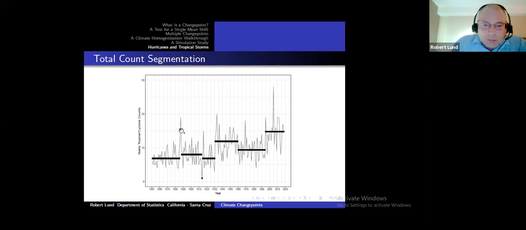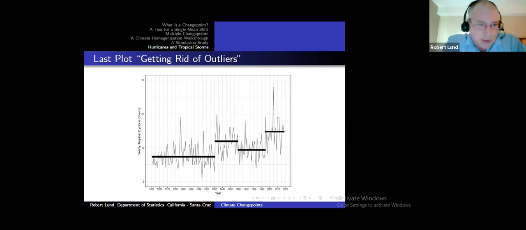Now, folks, some of my climate friends always get disturbed when they see outliers like these small segments. So what I did for them is I reran the analysis and made a restriction that the segments had to be at least 5 years in length. And this was the segmentation that came up, the last plot, getting rid of outliers. Again, we see four different distinct levels.